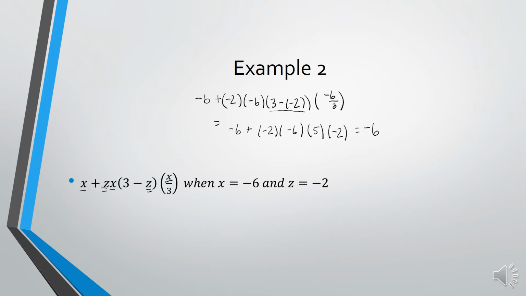So now I have negative 6 plus, and these 4 numbers are just being multiplied. So let's go ahead and do that out. Negative 2 times negative 6 gives me a positive 12. Positive 12 times 5 gives me a positive 60. Positive 60 times negative 2 gives me a negative 120. Negative 6 plus a negative 120. Think about your number line. You're starting at a negative, you're going even more negative. So negative 126.